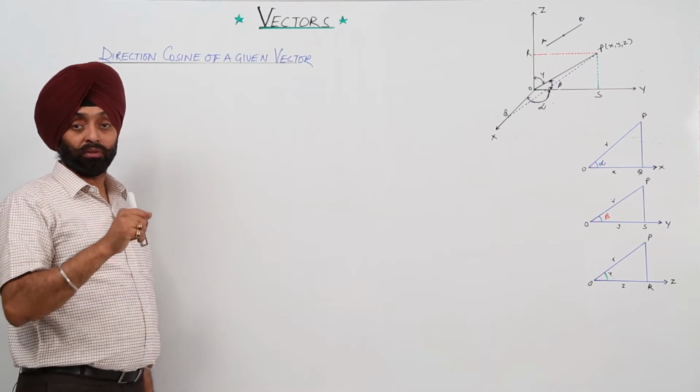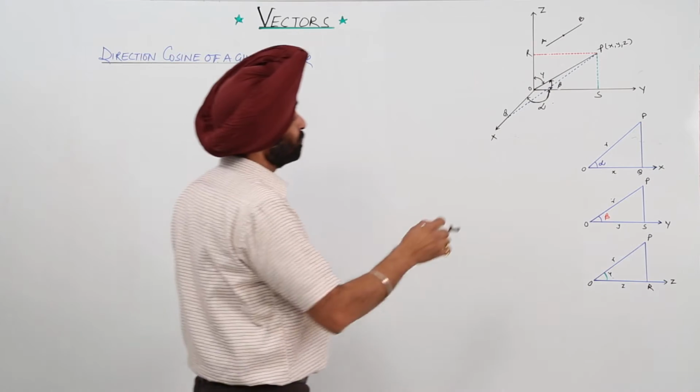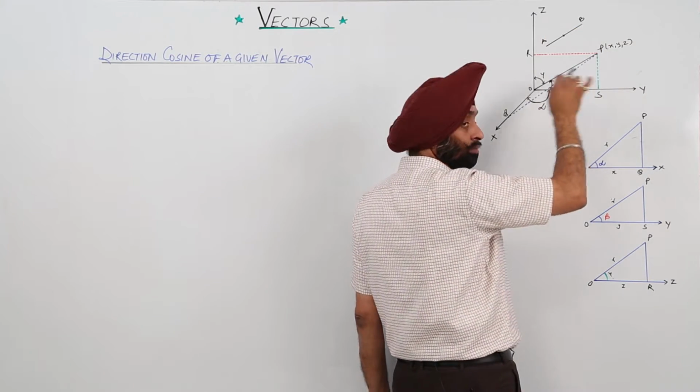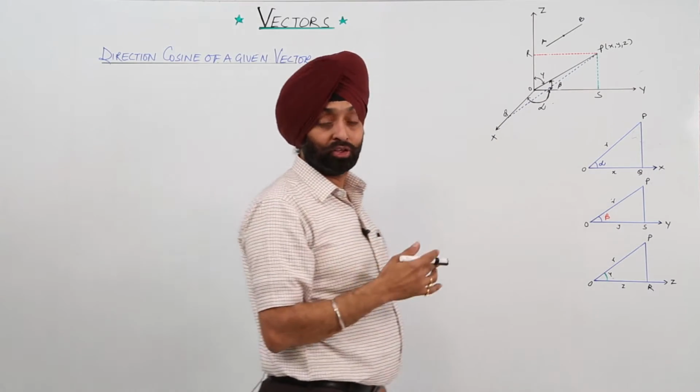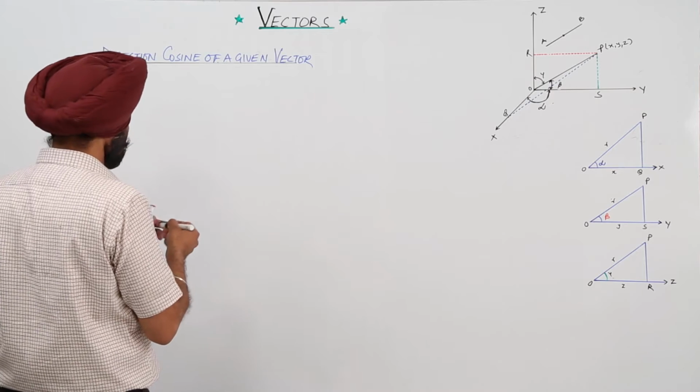Direction cosine of a vector, a very important topic. Okay, and this is a point AB is a vector and point P is any point in the three-dimensional plane. Okay, so now let us move to the direction cosine.